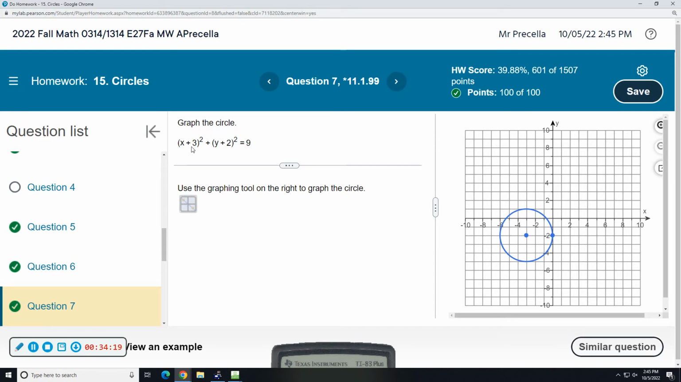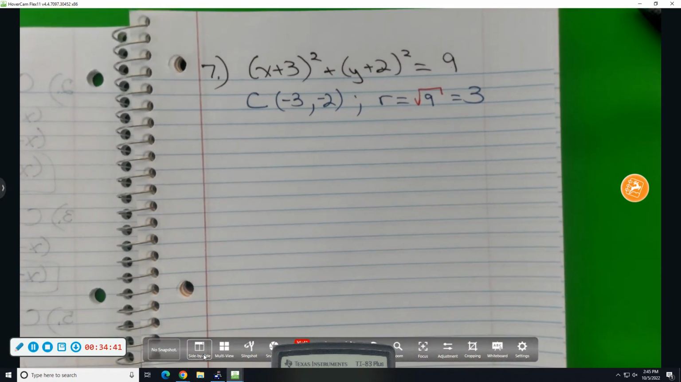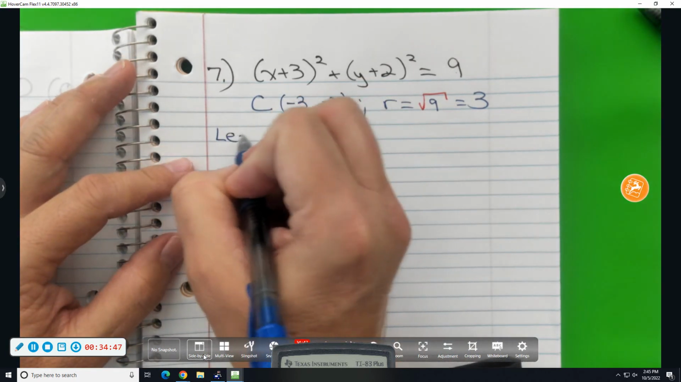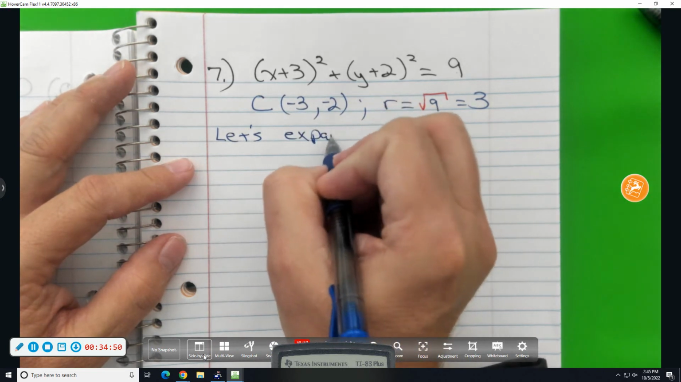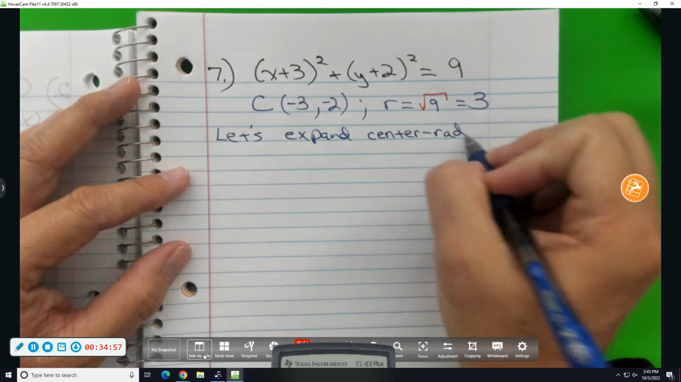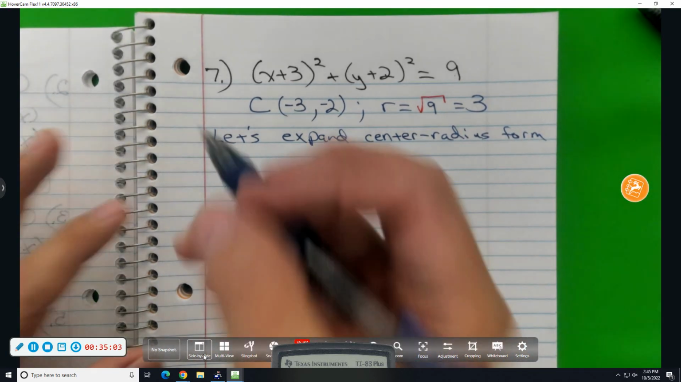Suppose someone went through and removed all these parentheses by squaring the x plus 3 and the y plus 2. Maybe they even combined all the constant terms. Let's expand center radius form. This is the only time I'm going to do this, because that is not something that you really want to do, at least from an algebraic point of view.